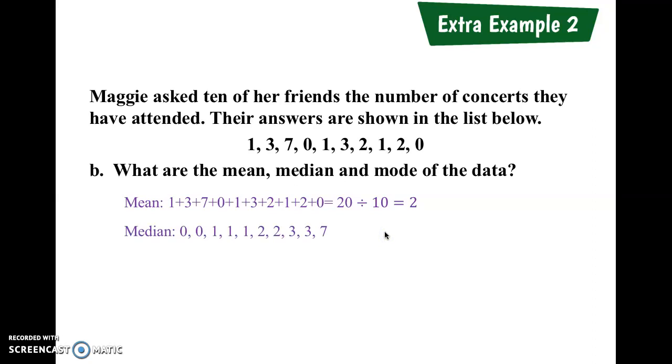Median, list your numbers in order from least to greatest. Count them out until you find the middle. We have two middle numbers, 1 and 2. We need to find the median of that. Some of you will look at this and say, well, halfway between 1 and 2 is 1.5, and you would be correct. Or you can add your two numbers, 1 plus 2 is 3, divide it by 2, and look where we are, 1.5. Finally, our mode, the number that appears most often, is 1. We've got more ones than anything else.